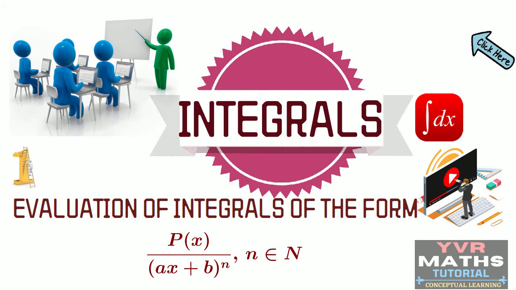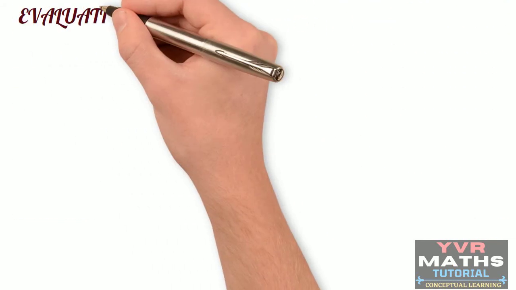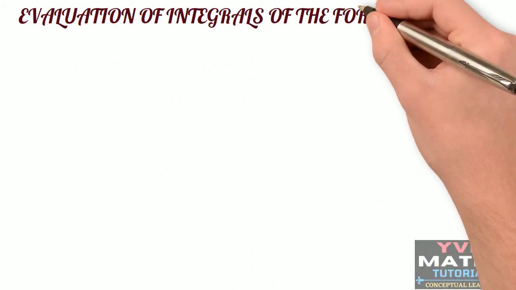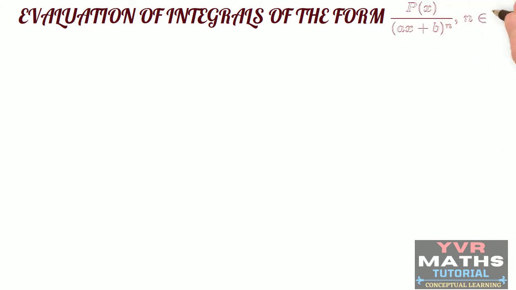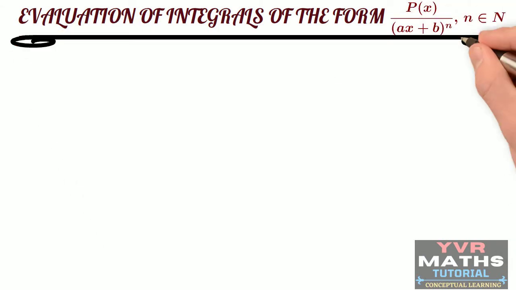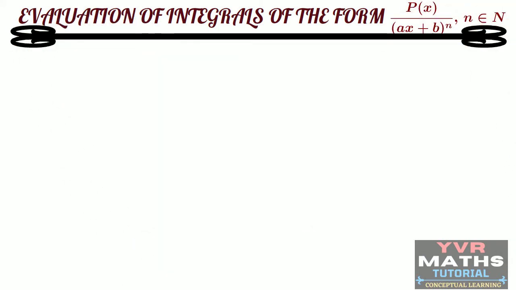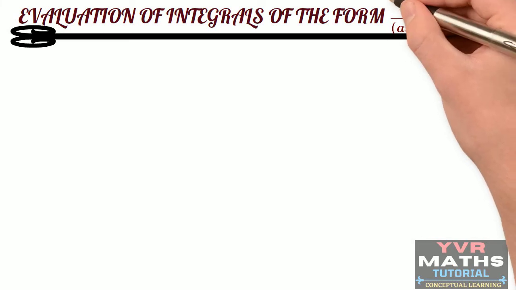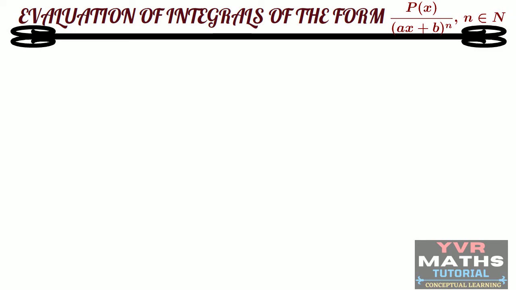Let's begin the class. I will explain how to evaluate the integrals of the form p of x by (ax plus b) whole power n by giving a proper algorithm. In order to evaluate this type of integrals, we may follow the following algorithm. In the previous class, we discussed evaluation of integrals of the form p of x by (ax plus b) whole power n. Now, we will discuss the second case.